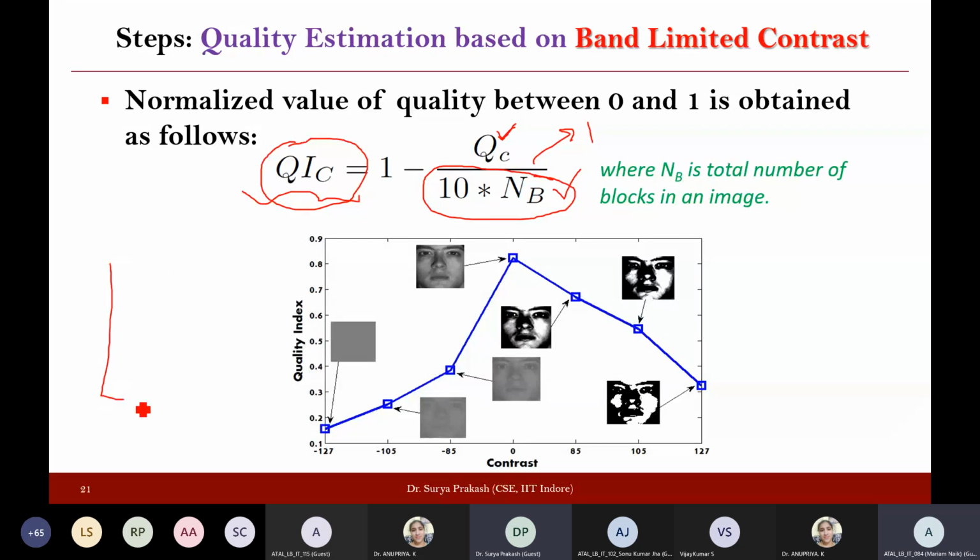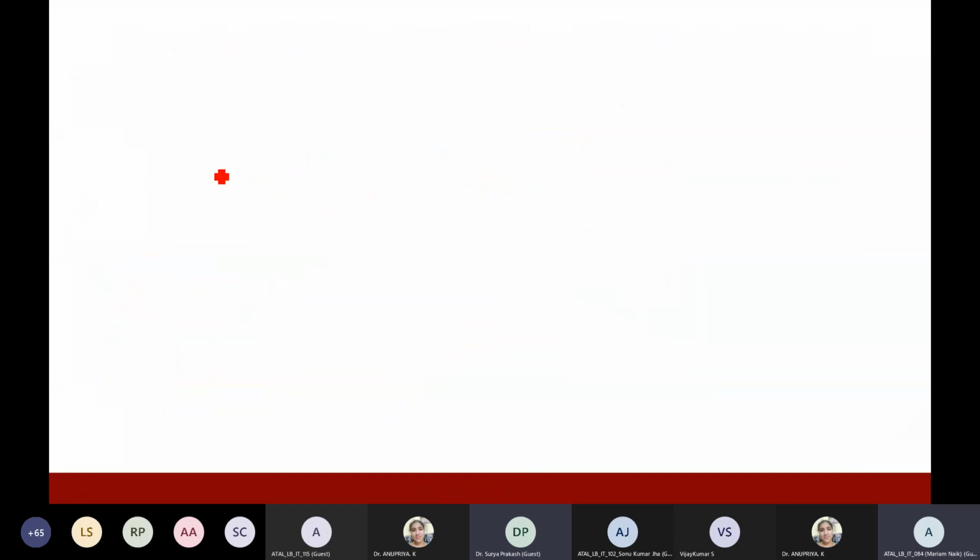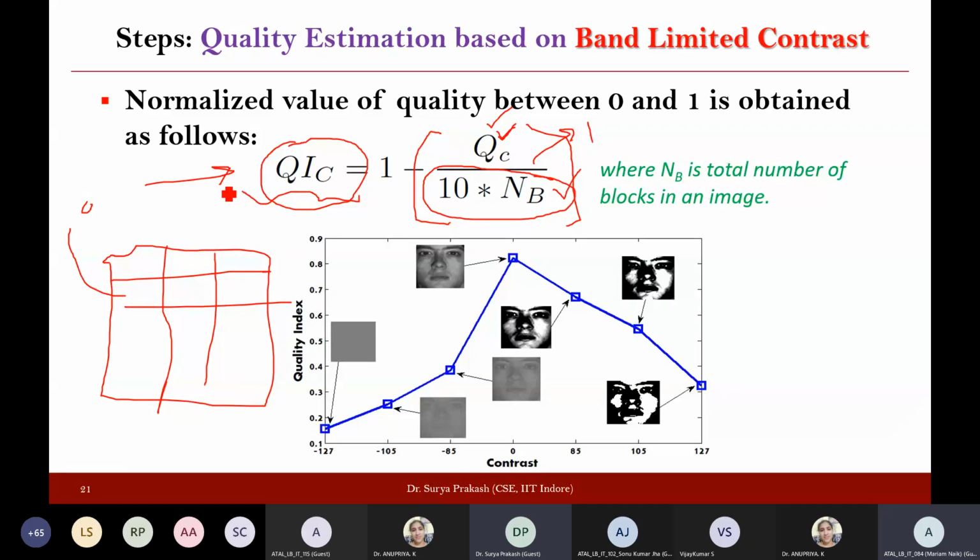So if you have a big image where all the patches are poor patches, then this QC will be equal to the number of blocks, and then this value will become 1 and quality will be 0. In the other extreme, when all these blocks are given 0 value, the second factor will be 0, so the quality will be 1. So this equation tells us the quality of the image based on the contrast value.